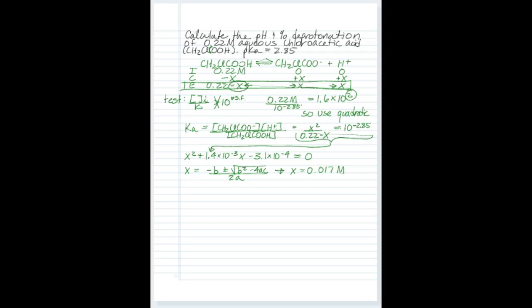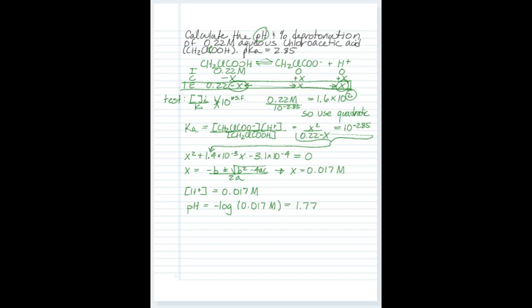So if we want to find the pH, which is what we want to do, then we need to know the concentration of this hydronium ion, or H+, which ends up being x. So we can say that the concentration of H+ is 0.017 molar. That's going to help us calculate our pH, because pH is just the negative log of this, which equals 1.77. Okay, so that's our pH of this solution. So we've done the first part of our problem.